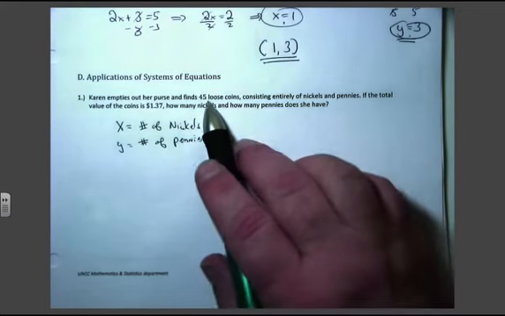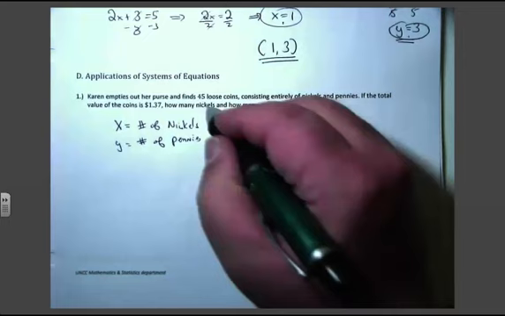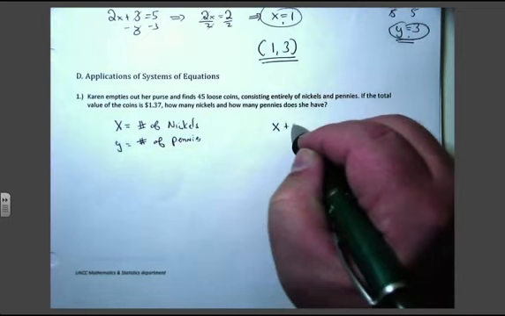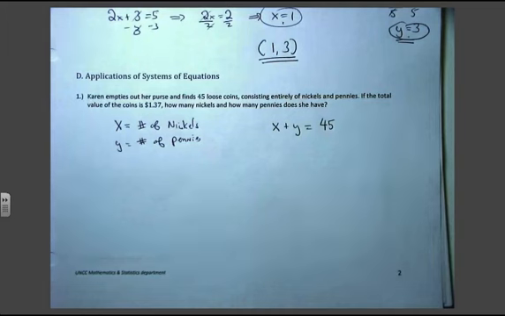I have 45 of them. X is the number of nickels, y is the number of pennies, so that tells me from this first part, x plus y is equal to 45. If I add up the nickels plus the pennies, I got 45 coins. But the next part's going to require you guys to be able to do some math in here. And it's business math.